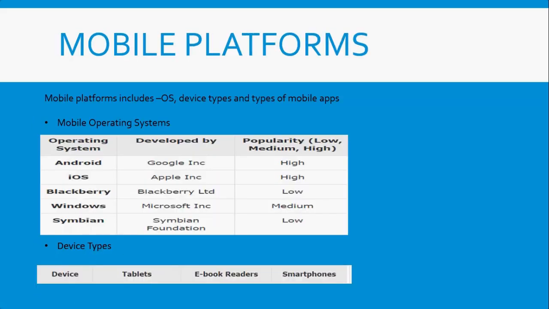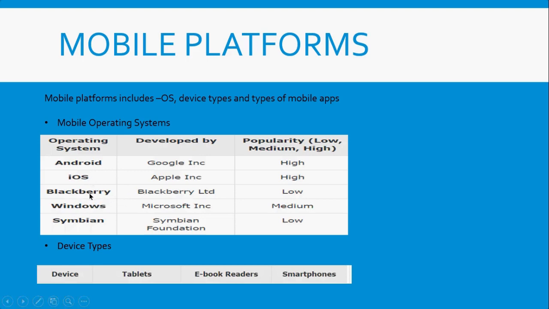So now with mobile platforms, as you rightly know, we have different types of operating systems. For instance, you have the Android one developed by Google Incorporated, and iOS, BlackBerry, Windows, and Symbian operating system. You will notice that a lot of the most common ones are the Android ones. Most Samsung mobile phones have the Android operating system. The iPhone has the iOS one.